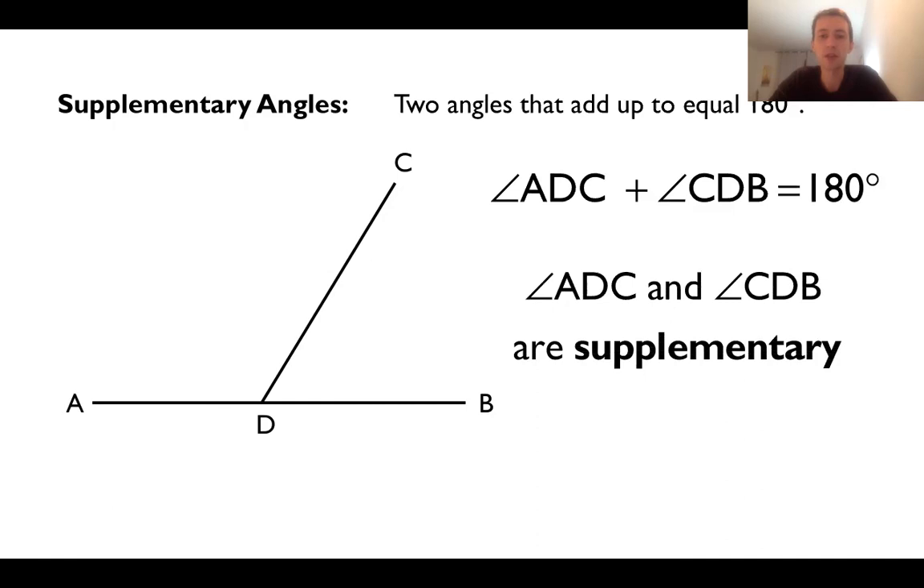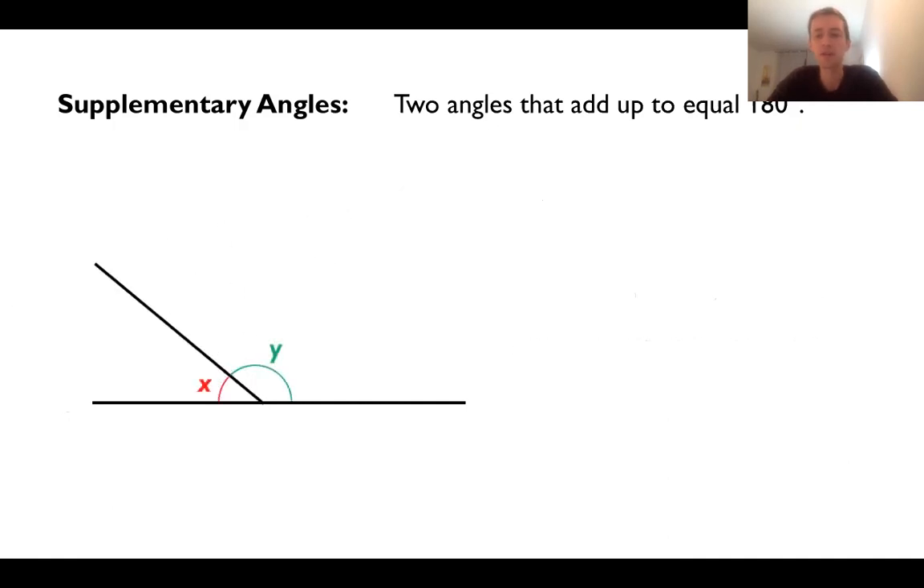So therefore, I can say angles ADC and CDB are supplementary. Complementary means they add up to 90. Supplementary means they add up to 180. Again, you don't have to use all these letters.